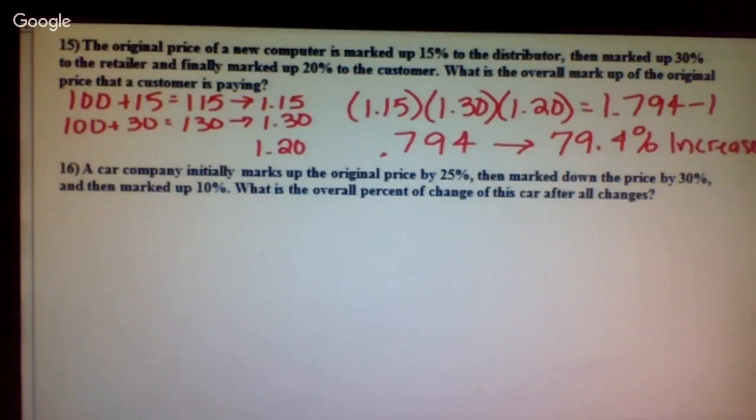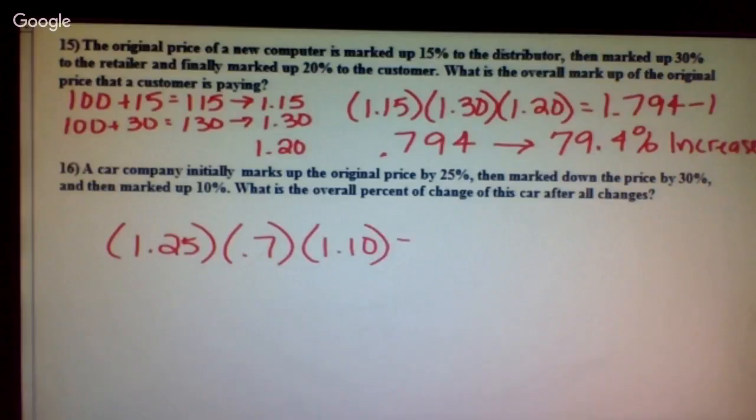Okay, a car company initially marks up an original price by 25%. What does that look like as a decimal? 1.25. Then they mark it down by 30%, which is 0.7. Mark it back up again by 10%, which is 1.10.